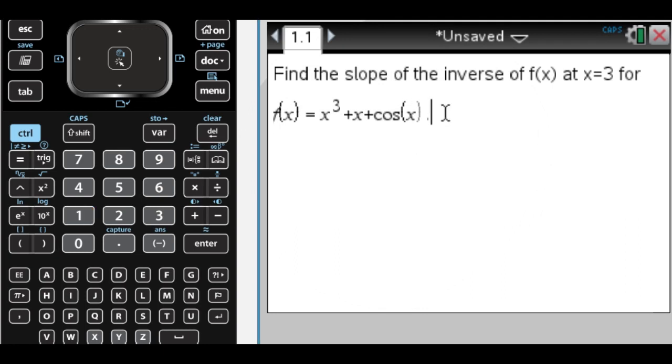Alright, we're going to try to find the slope of the inverse of f of x at x equals 3 for the function f of x is x cubed plus x plus cosine of x. And these problems are always a little weird, mostly because the x-coordinate that you're given here, x equals 3, is not an x value for f of x.